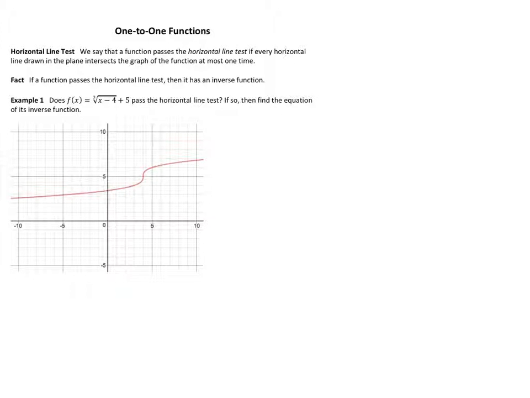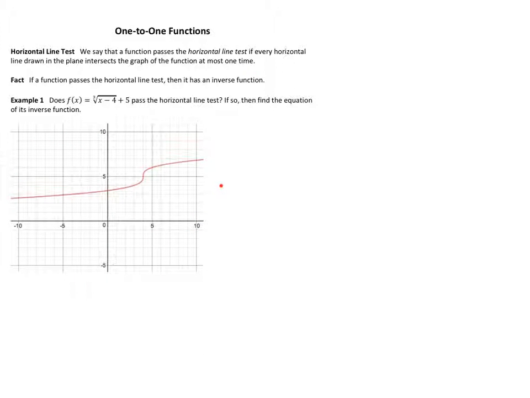To decide whether a function has an inverse or not, we're going to use something called the horizontal line test. So that is, we say a function passes the horizontal line test if every horizontal line drawn in the plane intersects the graph of the function at most one time. So let's look at that here in example 1.